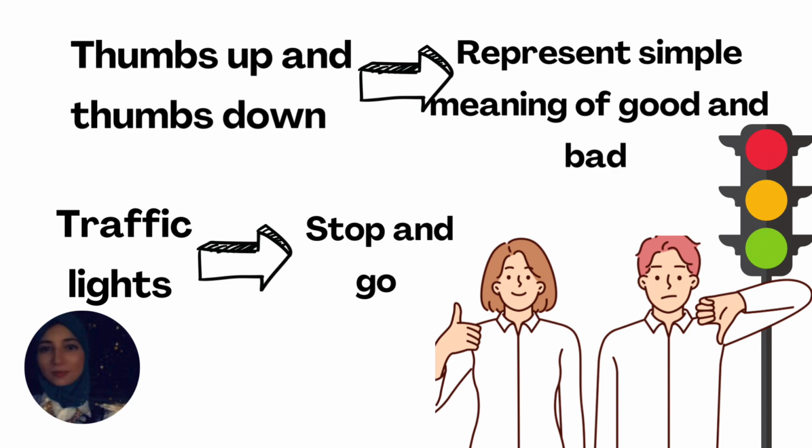Another example is traffic lights. When we see the red light, we know that we should stop, and when we see the green light, we know that we should cross the road.